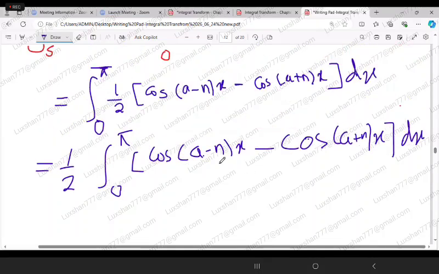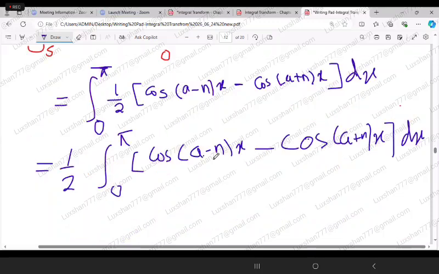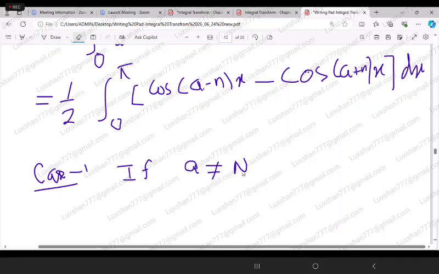Now there's a problem. We have a minus n. Here a plus n is not an issue because a is a natural number and n is also a natural number. But when a equals n, this part will become 0. Therefore, we have to consider case by case. Case 1, if a is not equal to n, sorry, simple error. If a is not equal to n.